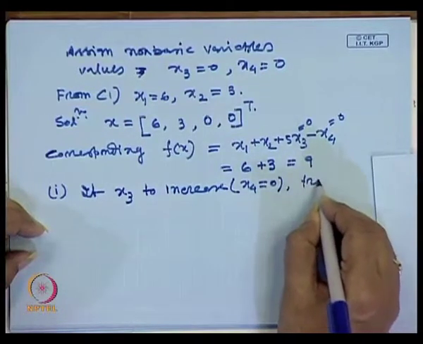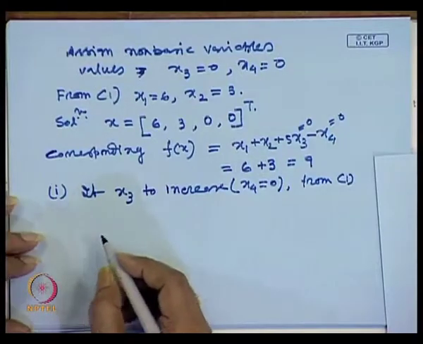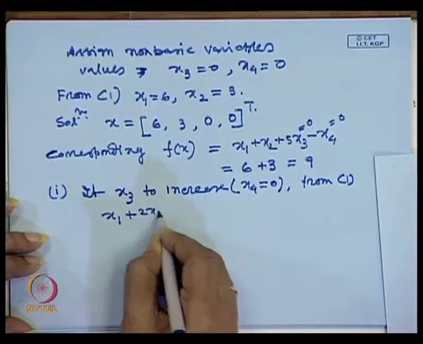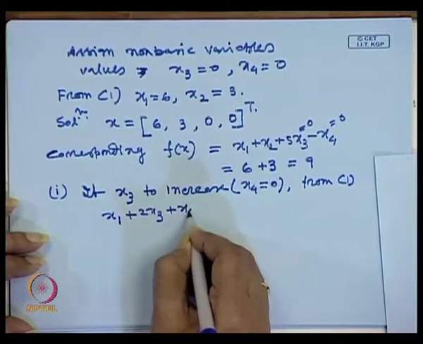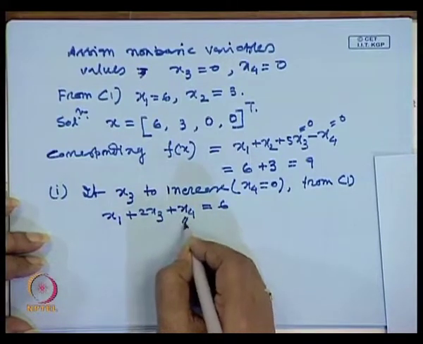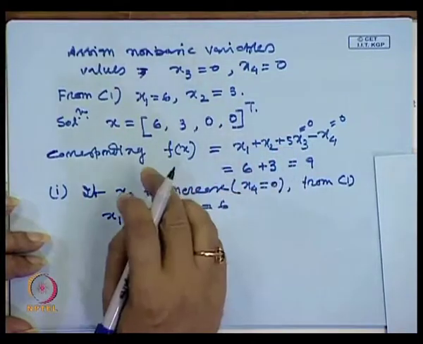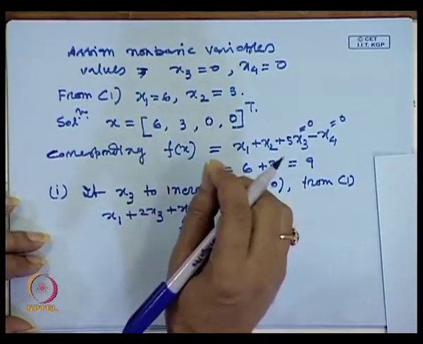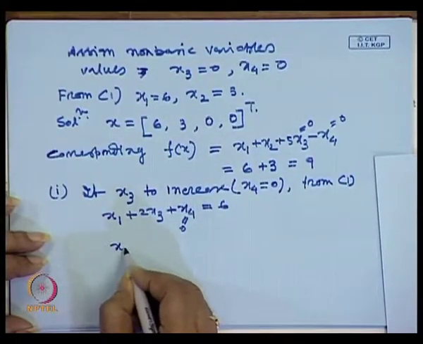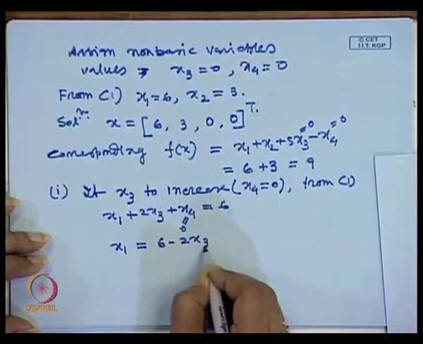Then from equation 1, what can we write? x1 plus 2x3 plus x4 is equal to 6, and our x4 is equal to 0, but x3 is not 0, because we have increased this value. This value was 0, now we have increased it from 0 to some value. So we can write the x1 expression as 6 minus 2x3.